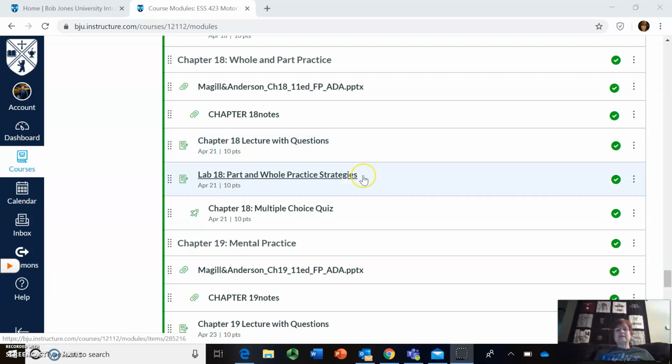For chapter 18, the lab is a simple lab. You're just going to be writing out some part and whole practice strategies. So you do not need a lab partner for this lab. And then, of course, you have your chapter 18 quiz.